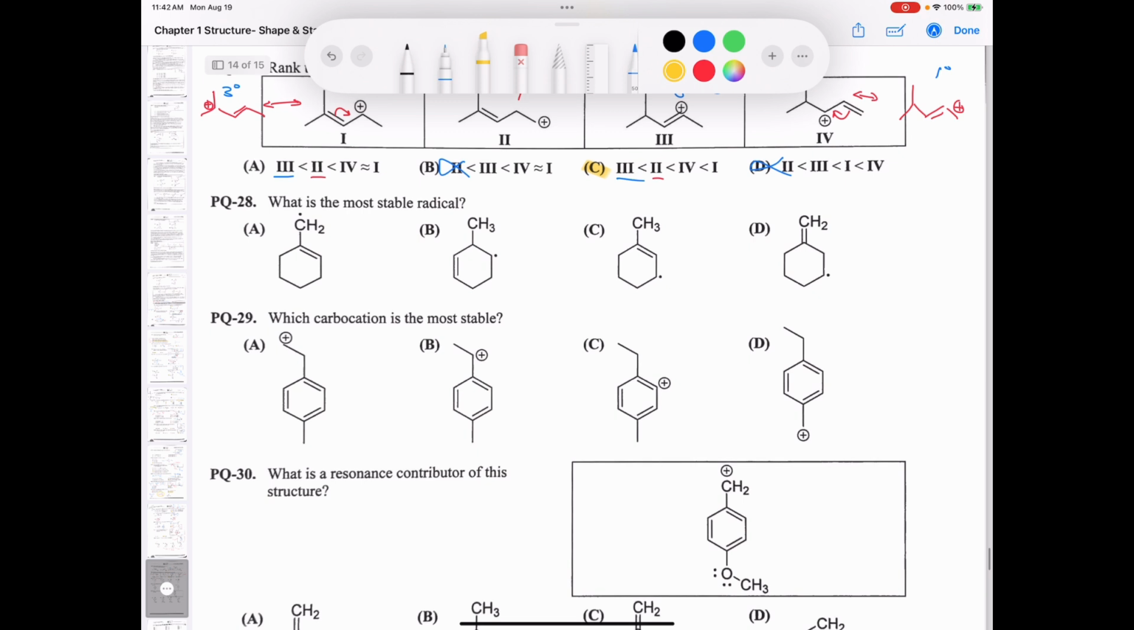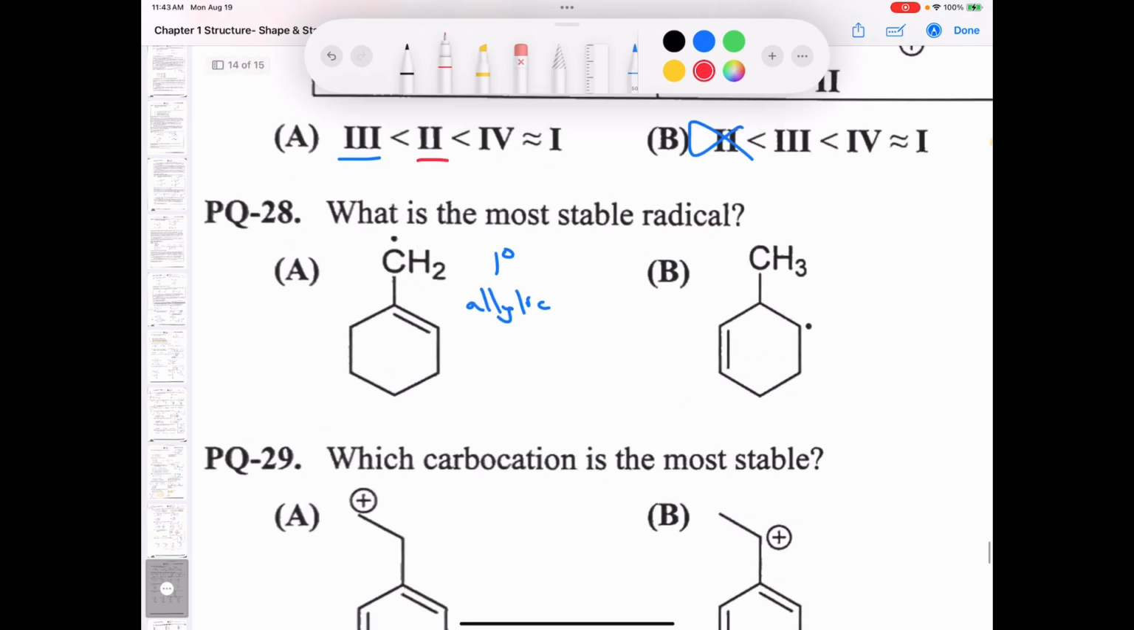Number 28 deals with radicals. It's a very radical question. What is the most stable radical? Well, if we take a look at these, you can see that the first one is primary allylic. And of course, if it's allylic, we could draw a resonance form. I won't spend the time drawing all the different resonance forms here, but it's primary allylic.